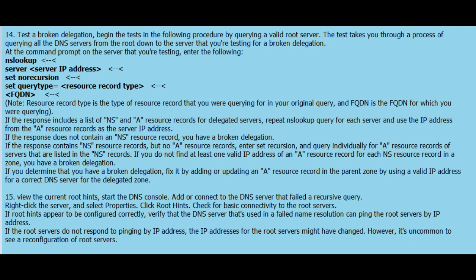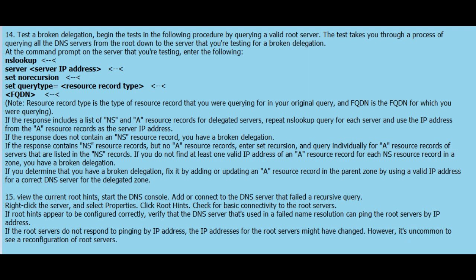If you determine that you have a broken delegation, fix it by adding or updating an A resource record in the parent zone by using a valid IP address for a correct DNS server for the delegated zone. 15. View the current root hints. Start the DNS console. Add or connect to the DNS server that failed a recursive query. Right-click the server and select Properties. Click Root Hints.